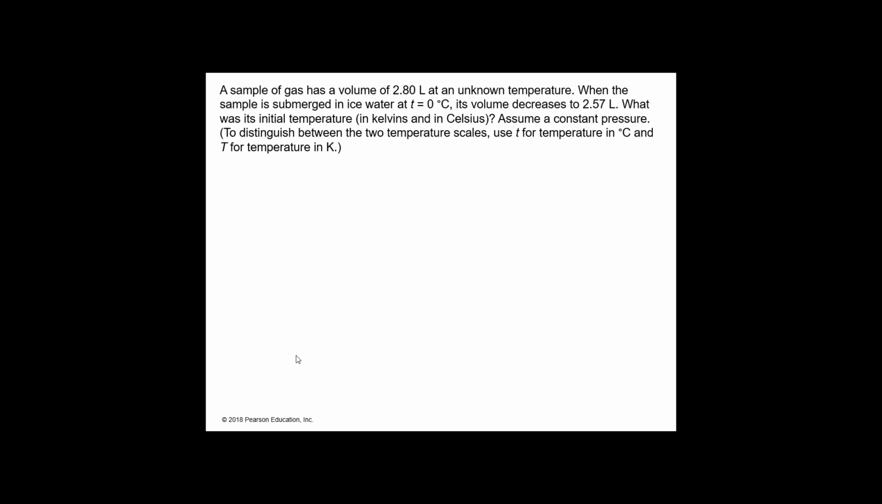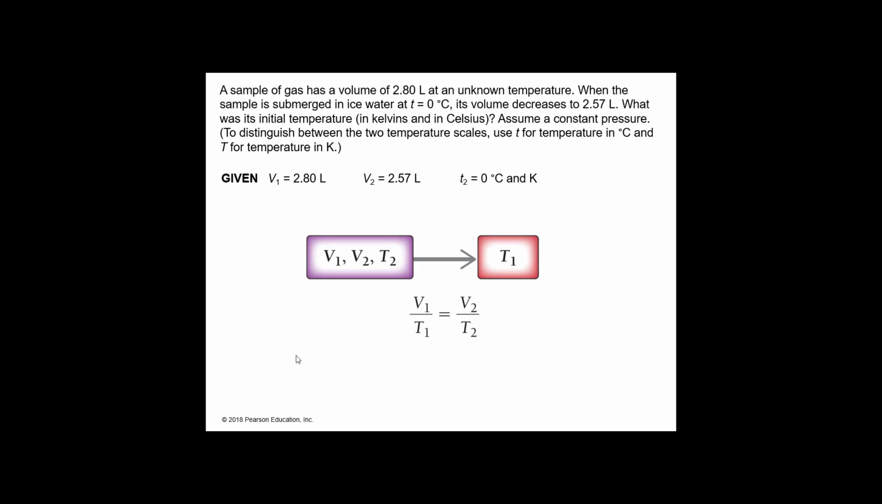A sample of gas has a volume of 2.80 liters at unknown temperature. When the sample is submerged in ice water at T equals 0 degrees Celsius, its volume decreases to 2.57 liters. What was its initial temperature? Assume a constant pressure. So this is asking for two answers. It's asking for the temperature in kelvins and Celsius. We'll get the same value, but then we need to convert it back to Celsius.